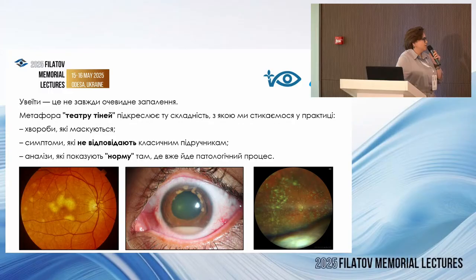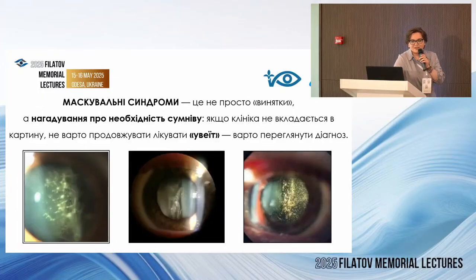We don't always figure out what we actually see. Masking syndrome, for example, or masquerade syndrome, the term of which is often found in Western literature. So this is a kind of challenge which we have to take, and we have to answer certain questions like what do we see in front of us.